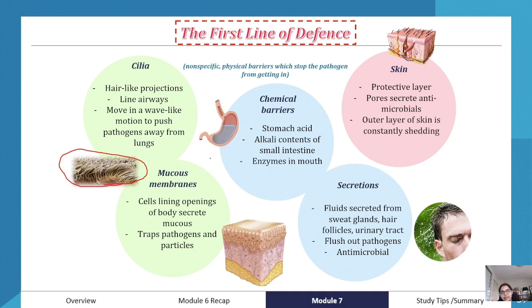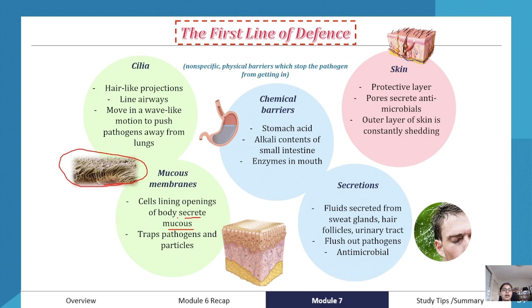The second one that we are looking at is mucous membranes. Cells lining the openings of the body secrete mucus, and that mucus traps the pathogens and particles. This is again important in ensuring that the pathogen doesn't get through to your lungs. We've got that in our noses, for example, so that particles that we breathe in don't make it to the lungs.